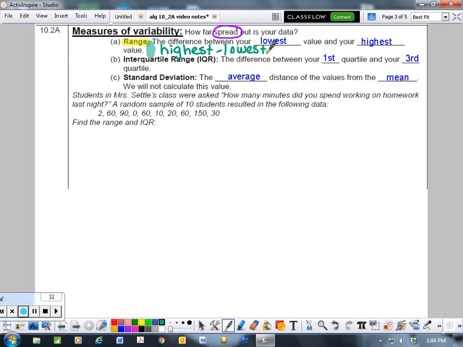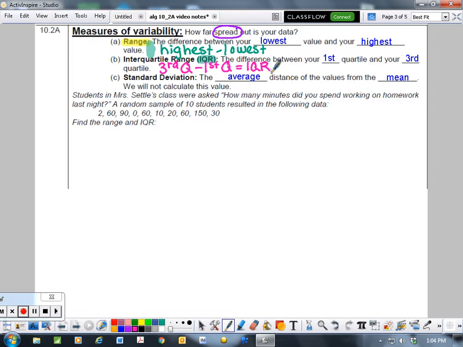Now, our next one is called interquartile range, also known as IQR for short. And for IQR, we look at the difference between the first quartile and the third quartile. So we do third quartile minus our first quartile, and that'll give us our IQR.